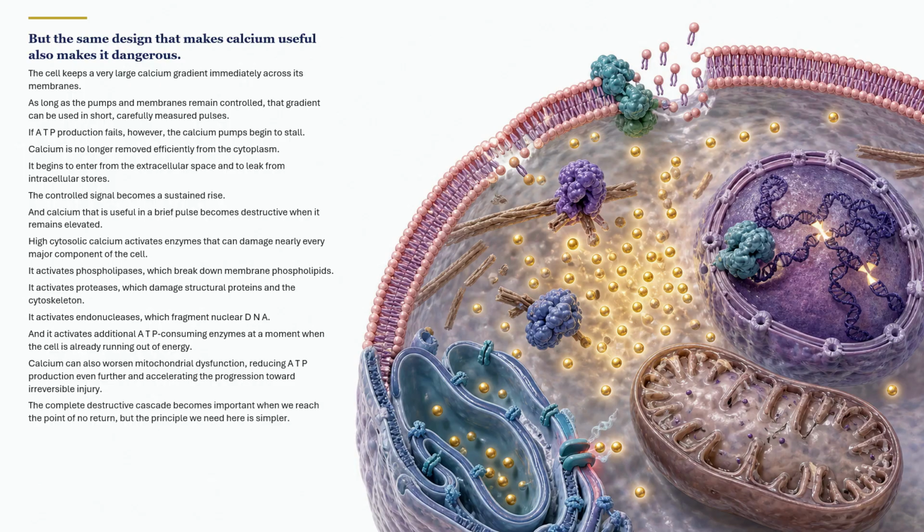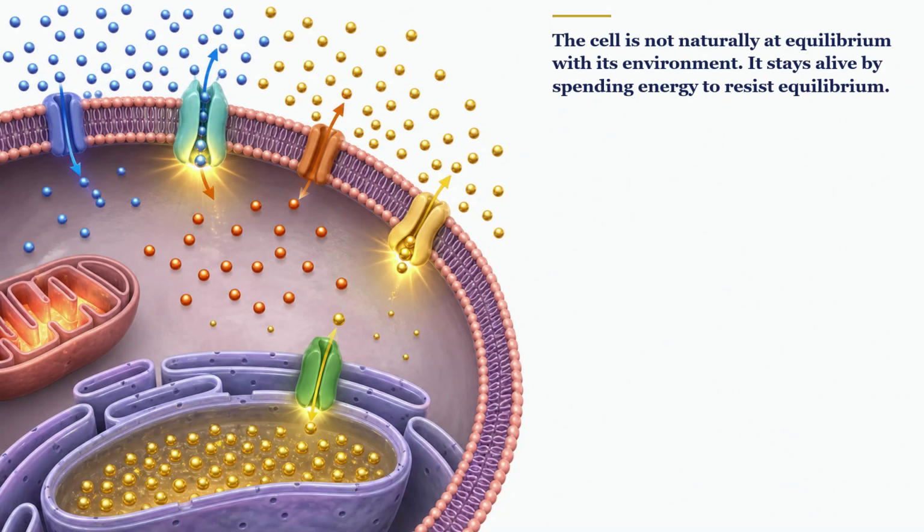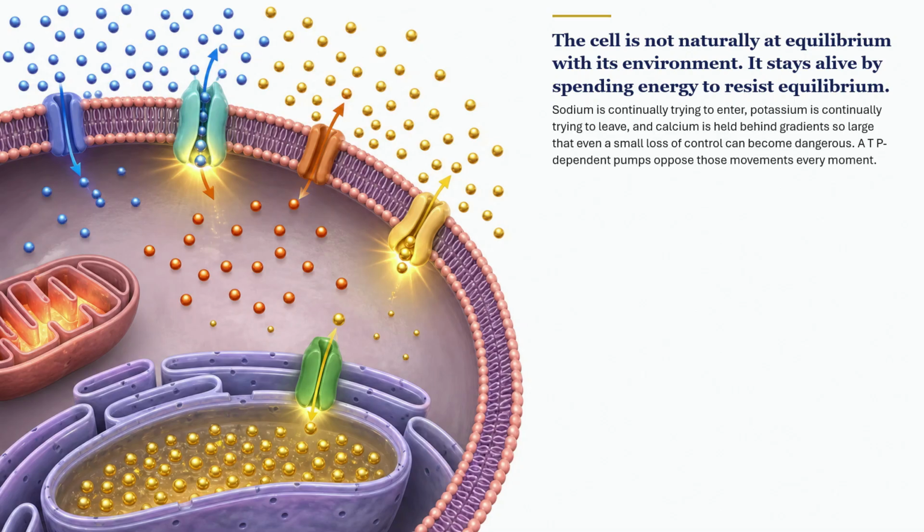The complete destructive cascade becomes important when we reach the point of no return, but the principle we need here is simpler. The cell is not naturally at equilibrium with its environment. It stays alive by spending energy to resist equilibrium. Sodium is continually trying to enter, potassium is continually trying to leave, and calcium is held behind gradients so large that even a small loss of control can become dangerous. ATP-dependent pumps oppose those movements every moment.